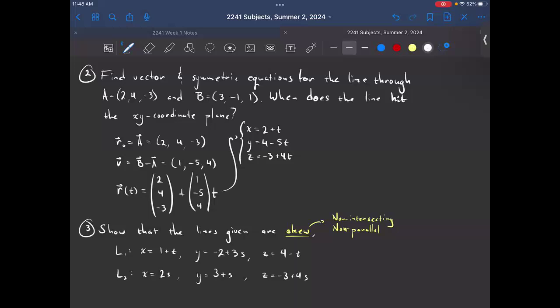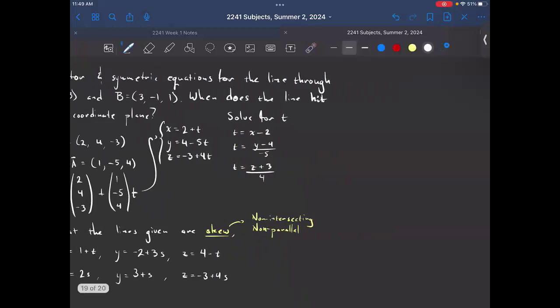And now here's how we find our symmetric equations. We solve for t in each one of these 3 equations. So what we'll get is t equal x minus 2, t equal y minus 4 over -5, and t equal z plus 3 divided by 4. And now note these are all equal to t. So they are all equal to each other. And that means that we can write our symmetric equations as this.